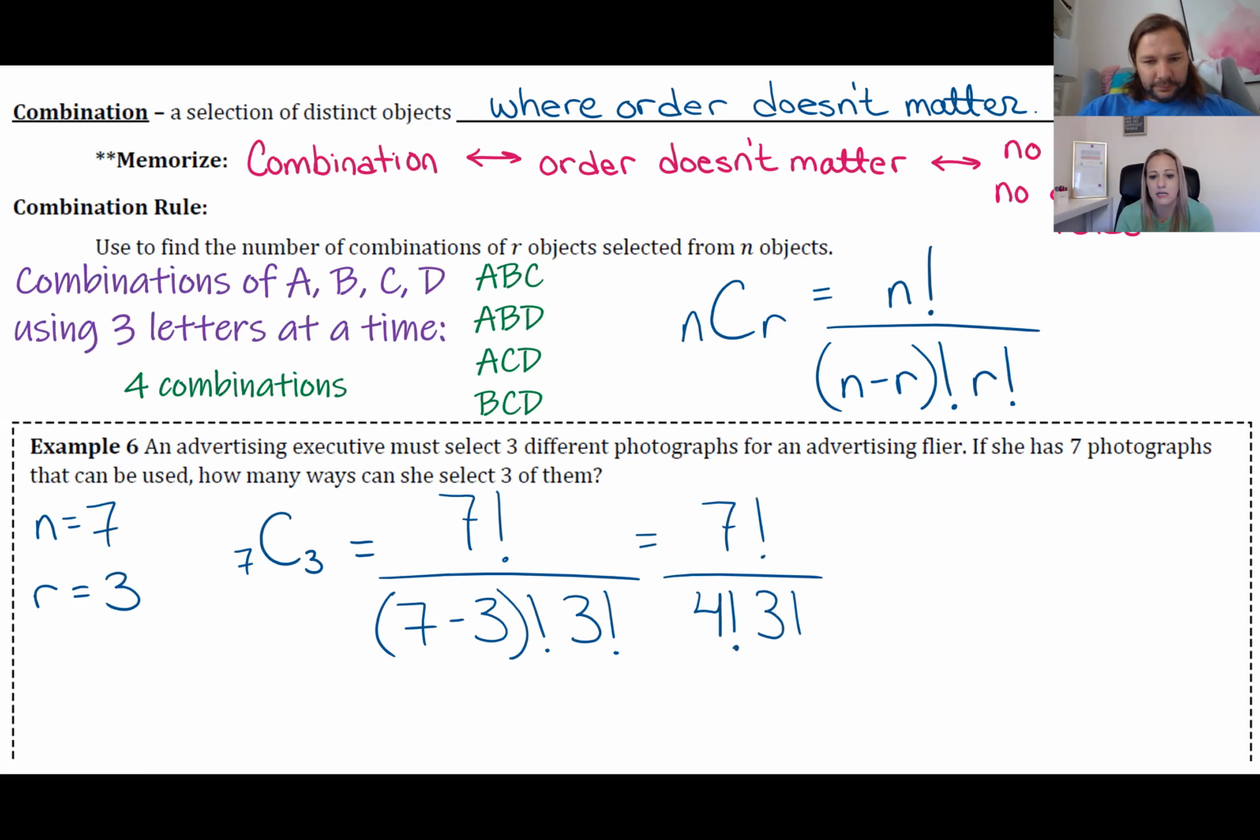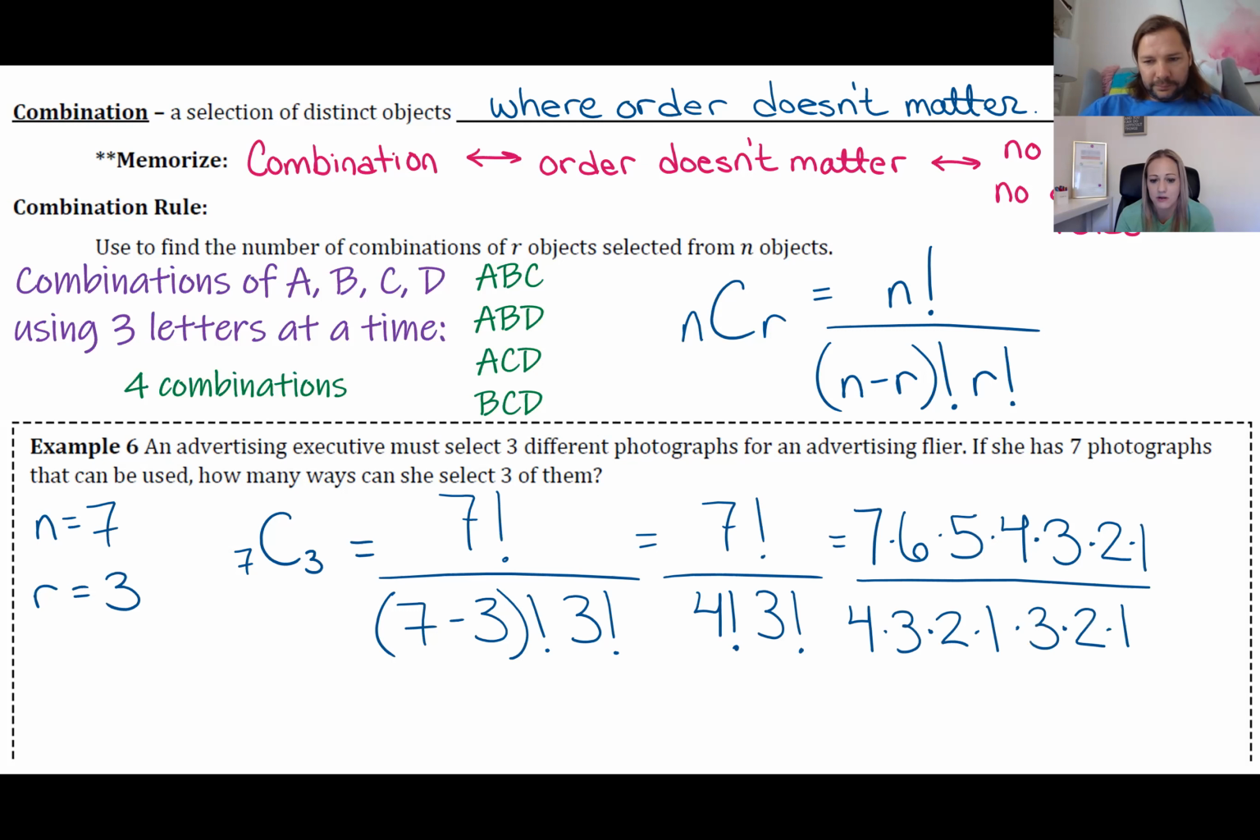So your notation for this is going to be a capital C, with the subscripts of the N and the R. So 7C3. If we plug that into the formula, we get 7 factorial over 7 minus 3 factorial times 3 factorial. Simplifying, we get 7 factorial over 4 factorial times 3 factorial. Write out what the factorials mean: 7 times 6 times 5 times 4 times 3 times 2 times 1 over 4 times 3 times 2 times 1 times 3 times 2 times 1.